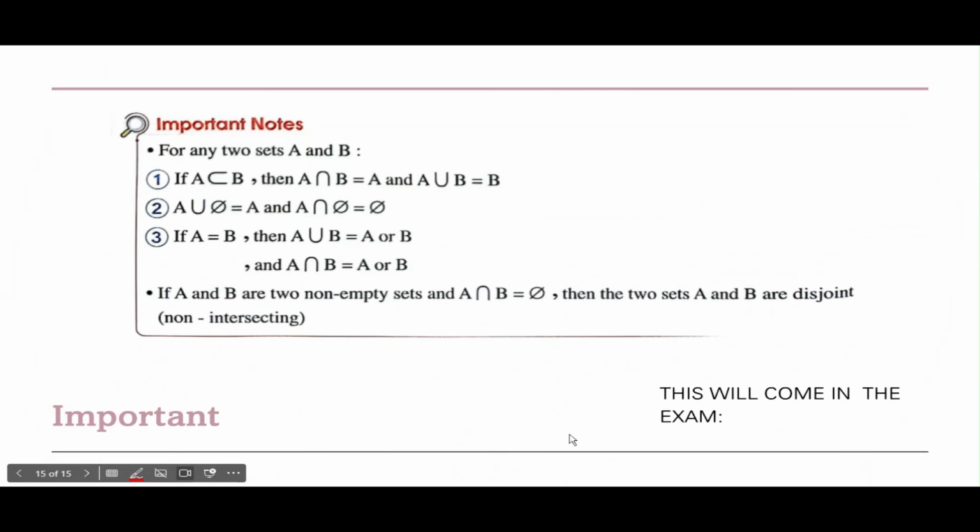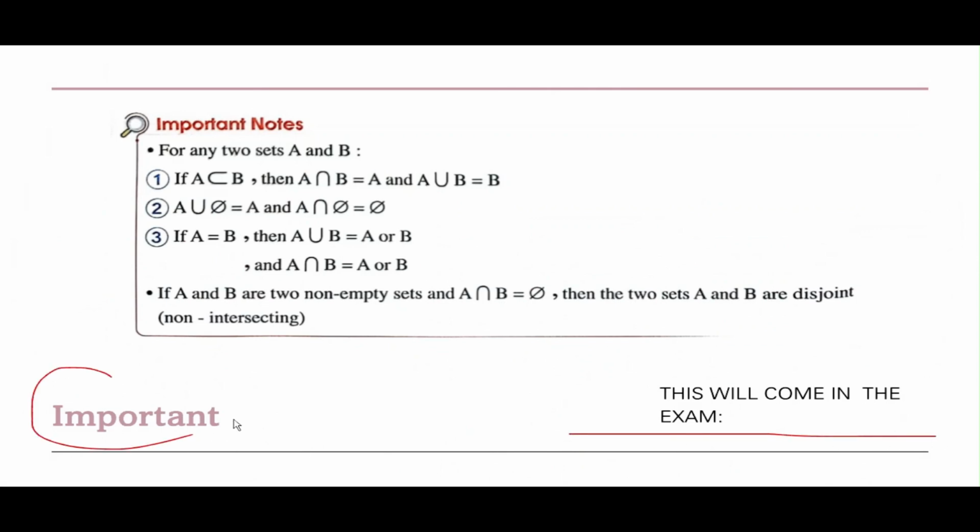Important notes. This will come in your exam, and this is important. For any two sets A and B, if A is a subset of B, then A intersect B equals A and A union B equals B. A union phi equals A and A intersect phi equals phi. If A equals B, then A union B equals A or B, and A intersect B equals A or B. If A and B are two non-empty sets and A intersect B equals phi, then the two sets A and B are disjoint, non-intersecting.